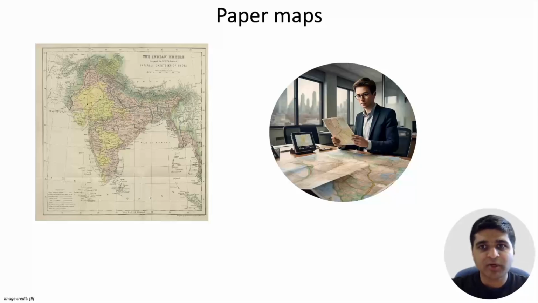With GIS, these maps can be scanned, georeferenced, and turned into digital data. This allows us to preserve them, compare past and present conditions, and enrich our analysis. For example, the map here was created in the 19th century by William Wilson Hunter and is preserved in the British Library. Such historical maps become powerful resources once digitized in GIS.